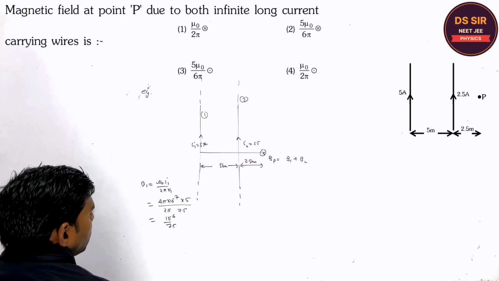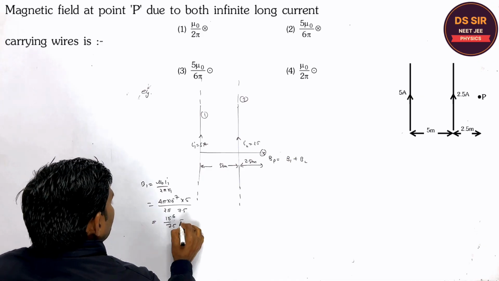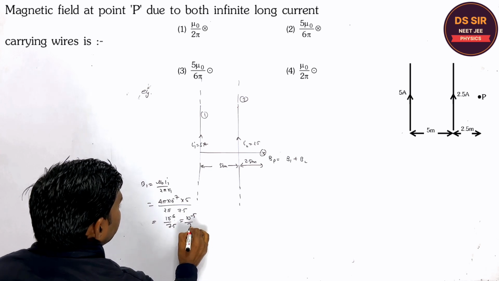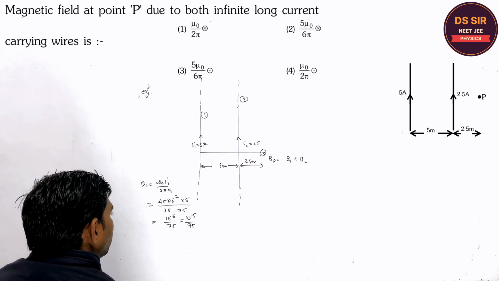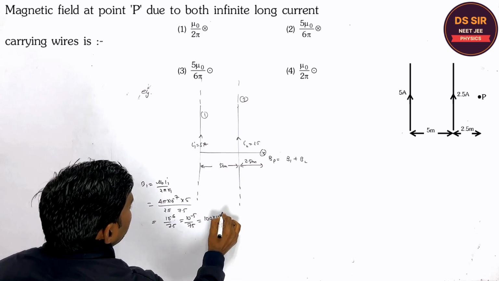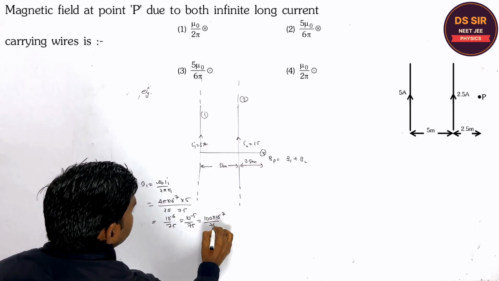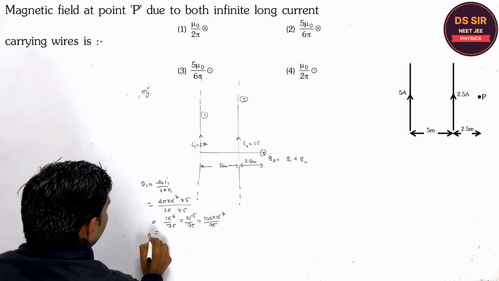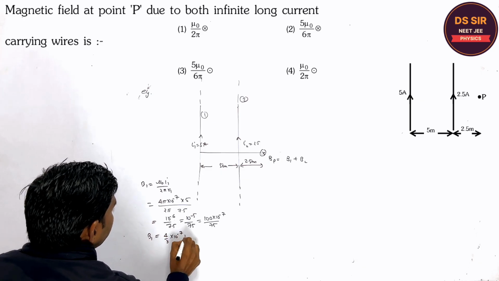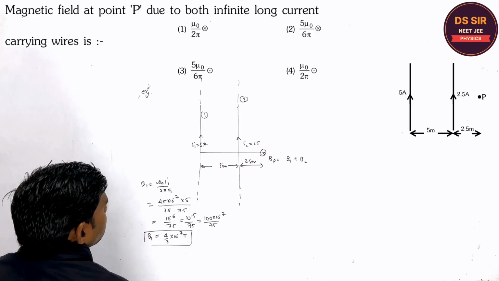Are you getting this or not? Yes. It may be written as 10 raised to the minus 5 divided by 75, and 100 into 10 raised to the power minus 7 upon 75. So B1 is 4 upon 3 into 10 raised to the power minus 7 Tesla. Is it clear or not? Yes.